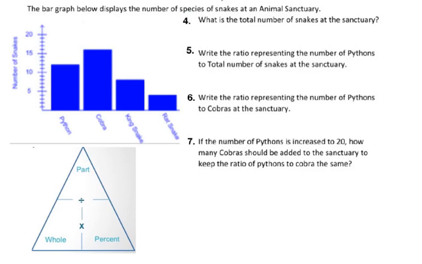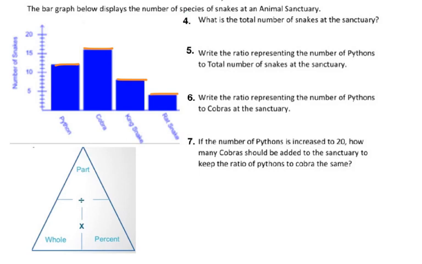The bar graph below shows the number of species of snakes. We have to figure out what parts we have. And actually, question 4 is pretty straightforward. It says, what's the total number of snakes at the sanctuary? I'm going to leave this to you, but all you really need to do is count up the total number of pythons from the bar graph, the number of cobras, the number of king snakes, and the number of rat snakes, and you can fill that out, okay?